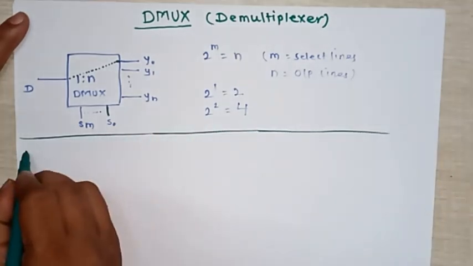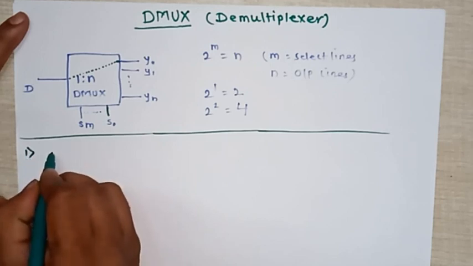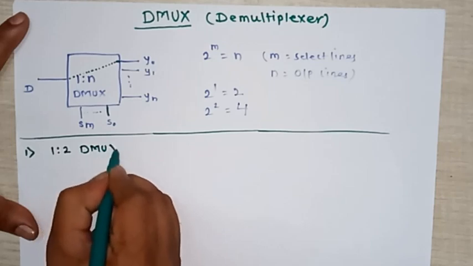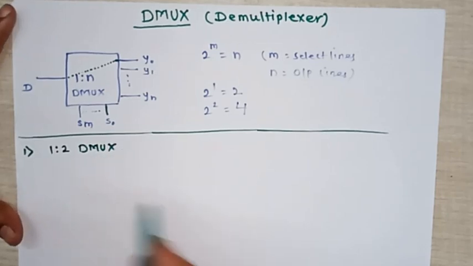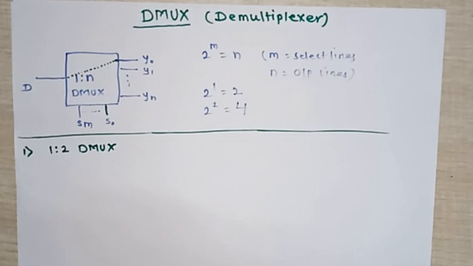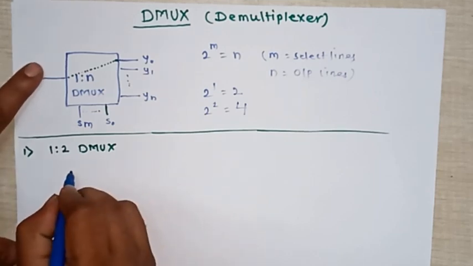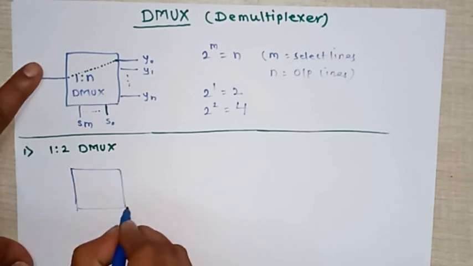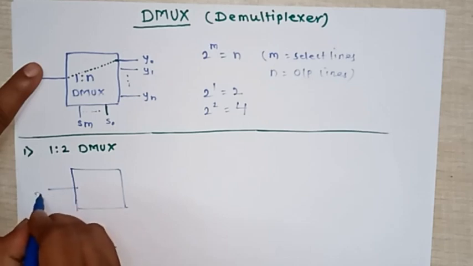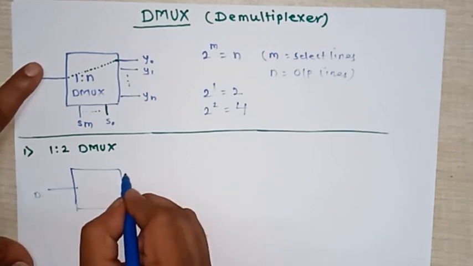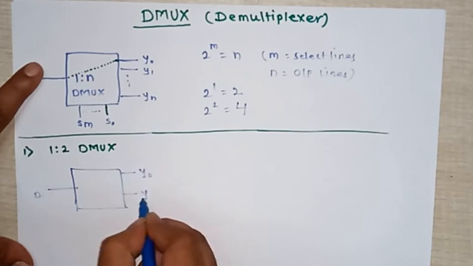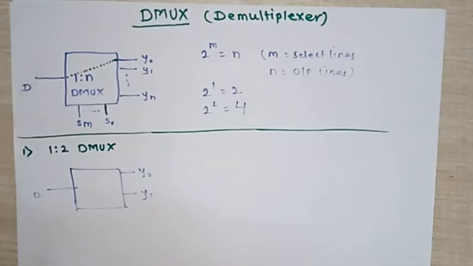Now we will see the first type of demultiplexer, that is 1 to 2 demux. Okay, 1 to 2 demux. For 1 to 2 demux, how many inputs do we have? A single input, that is D. And how many outputs are there? That is Y0 and Y1, according to this formula.